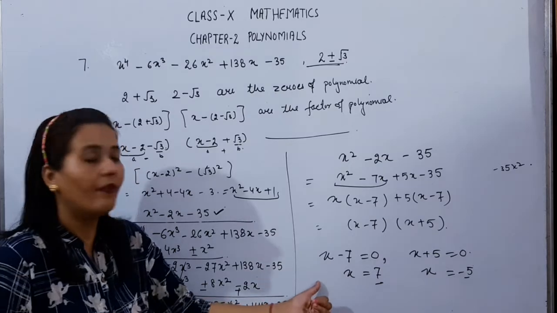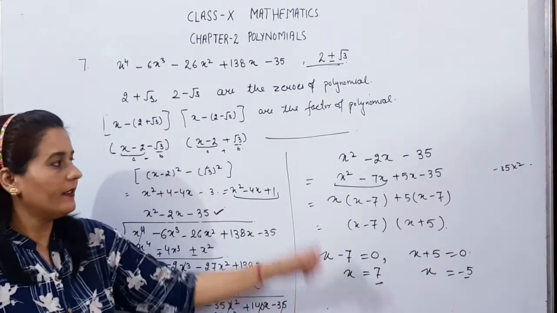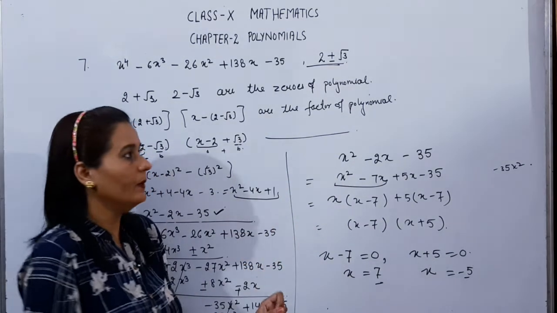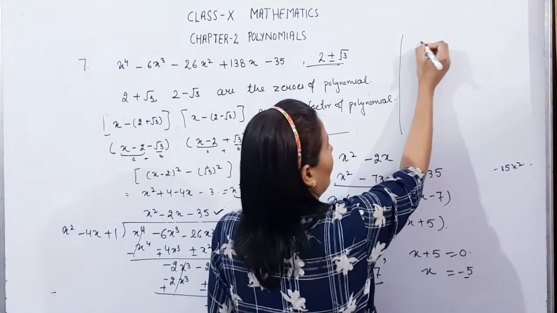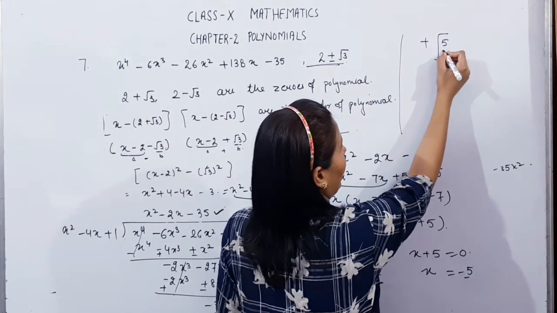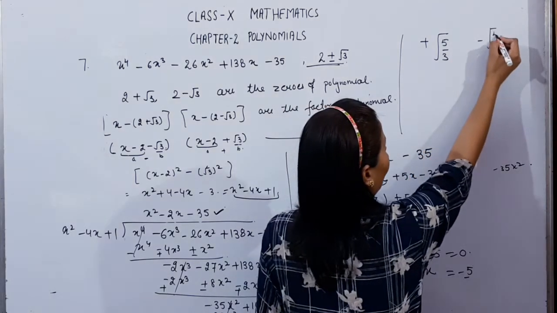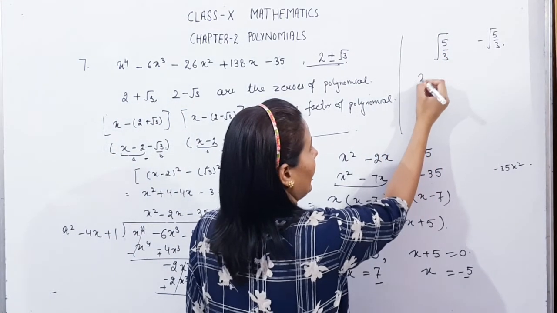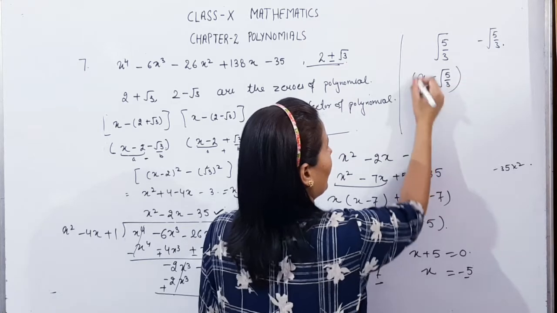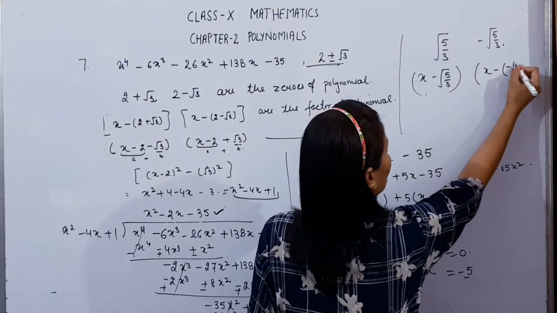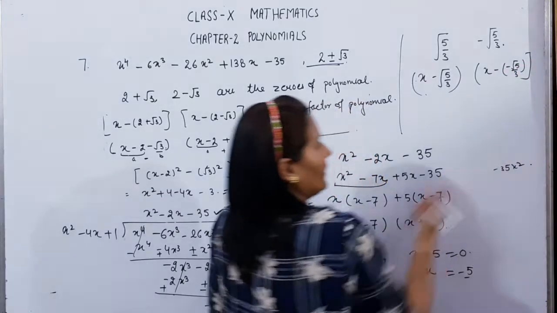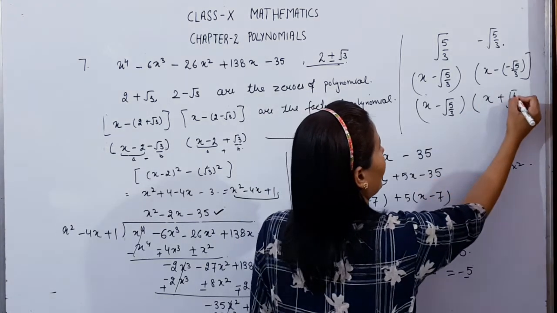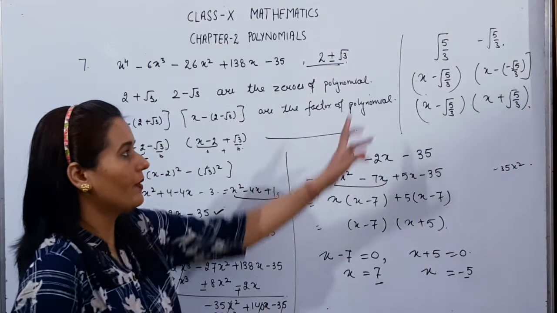One more question, this you will find in your optional exercise of NCERT. The same statement is given there. One NCERT question of exercise 2.3 of the same type I want to tell you. Here is just a hint I am giving you. You are given root 5 upon 3 and minus root 5 upon 3 as the zeros of the polynomial. From here how will you make the factors? x minus root 5 upon 3 and x minus of minus root 5 upon 3. So this will be x minus root 5 upon 3, and this is x plus root 5 upon 3. This is your NCERT question of exercise 2.3.